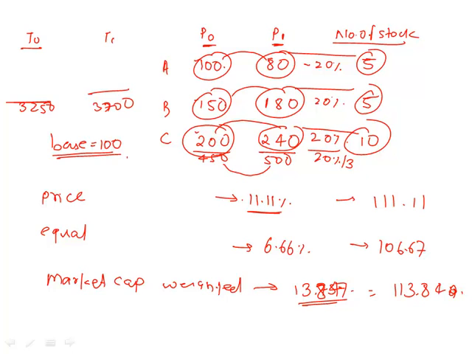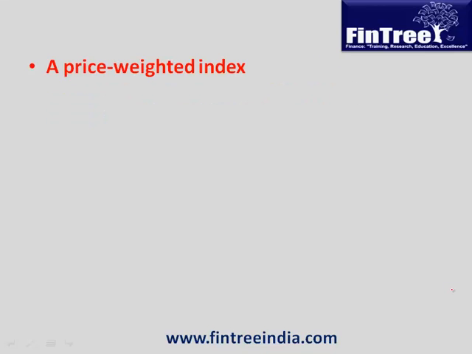Easy? In equal weighted, we assume that the weight of each of the stocks is equal. In price weighted, we assume that we have purchased one stock of all the securities, and in market cap, the weight is market capitalization. Okay. Now we will look at the biases.